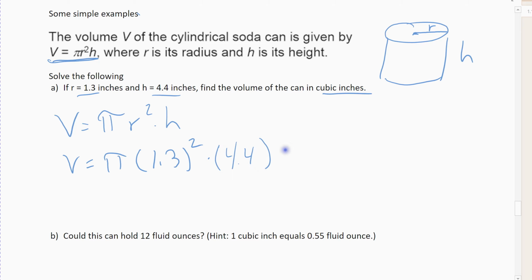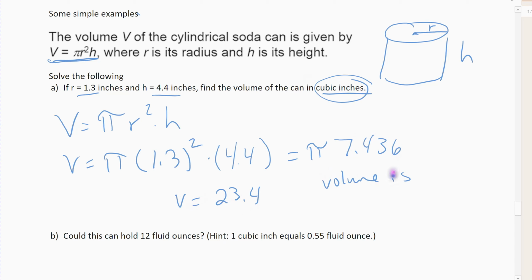Actually, I'm going to simplify this first. I'm going to leave my pi out front, because remember, pi is an irrational number. I'll multiply by it at the end. Right now, I'm just going to do the multiplication of 1.3 squared. Don't forget to square the 1.3, times 4.4, which comes out to 7.436, and then I'll multiply that times pi. So the volume is 23.4. Don't forget your units. You can either write the words cubic inches, or it's probably just easier to use inches cubed. And there's my answer.